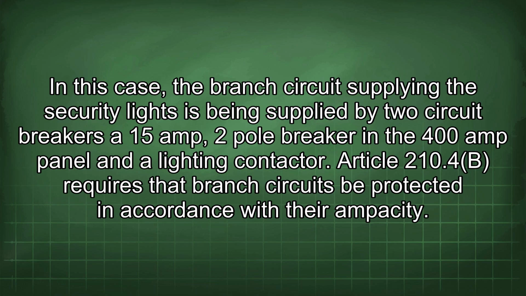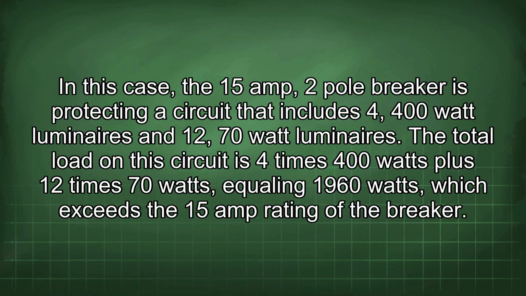Article 210.4b requires that branch circuits be protected in accordance with their ampacity. In this case, the 15-amp 2-pole breaker is protecting a circuit that includes four 400-watt luminaires and 12 70-watt luminaires. The total load on this circuit is 4 times 400 watts plus 12 times 70 watts, equaling 1960 watts, which exceeds the 15-amp rating of the breaker.